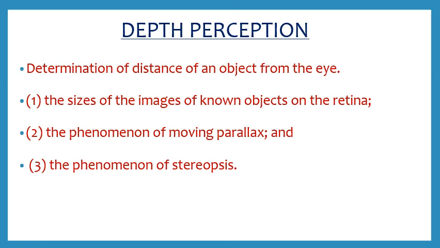So this is known as the phenomenon of moving parallax. And finally, the phenomenon of stereopsis, or binocular vision. This is very important for depth perception. It is because we have normal binocular vision that we are able to easily climb down the stairs, because those who have monocular vision will not be able to perceive the depth of each stair, and it will be very difficult for them to perceive it.